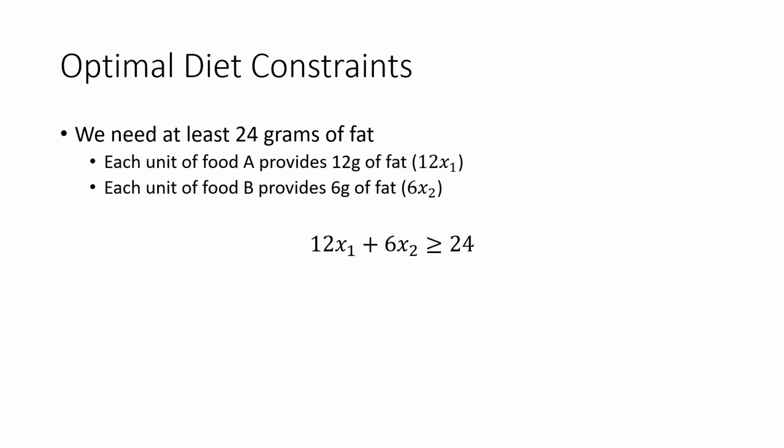Go on to my second constraint. My second constraint said that I need 24 grams of fat. Each unit of food A provides 12 grams of fat. Each unit of food B provides 6 grams of fat. Add them up, make it at least 24. There's my second constraint. The second thing holding me back.